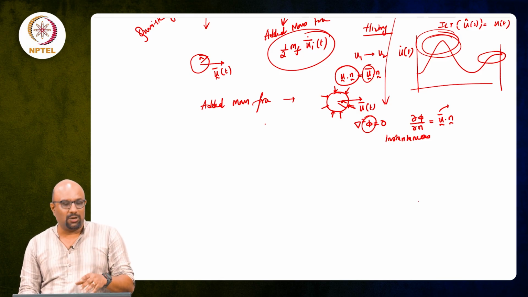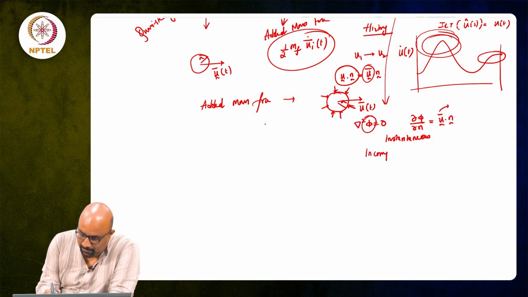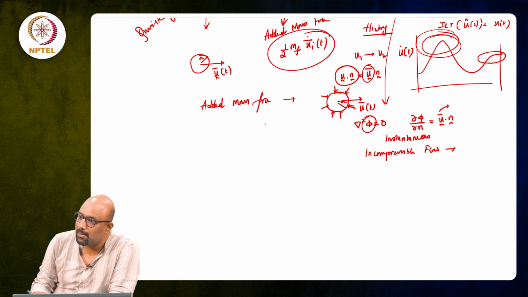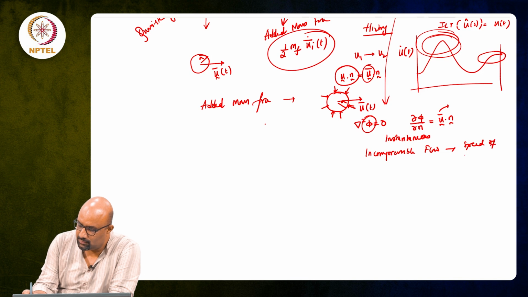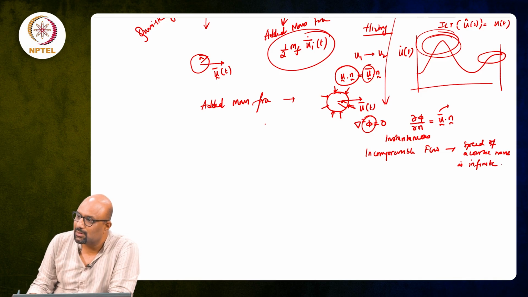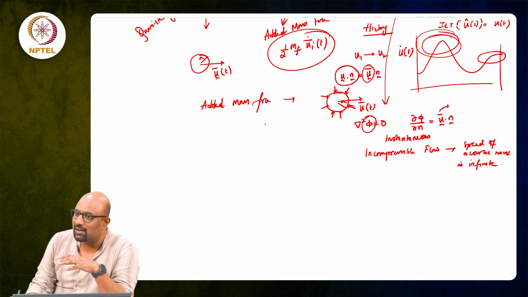So, when we are doing this problem in the incompressible limit, what is the speed of acoustic waves? Mathematically, what is it? For an incompressible flow, what would be the speed of acoustic waves? It's infinite. The speed of acoustic waves is infinite, and because it is infinite, you have this immediate adjustment of the flow to any change of normal boundary condition.